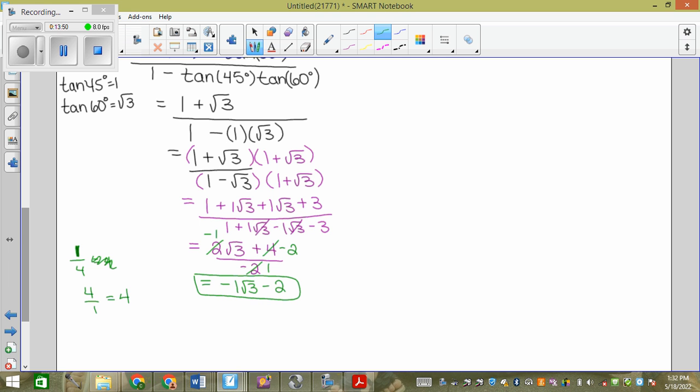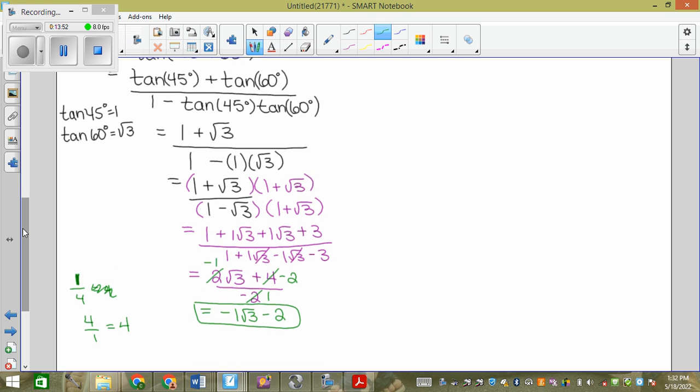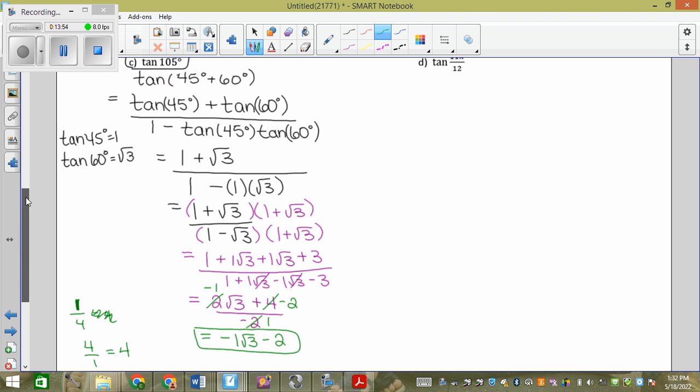Now remember, I can check every single one of these. So you can go in degree mode, and you can type in tan 105. And then you can type in minus root 3 minus 2, and they should match. Should be the same decimals, correct? Every single one of these I can check. There's just no amount of math enter buttons that's going to turn that into negative root 3 minus 2. Because some people think they're just going to use their calculators. There's no buttons that turn that into that. They equal the same.